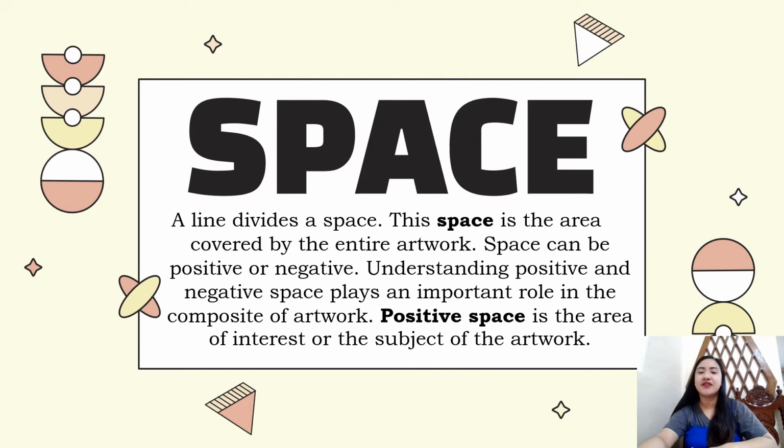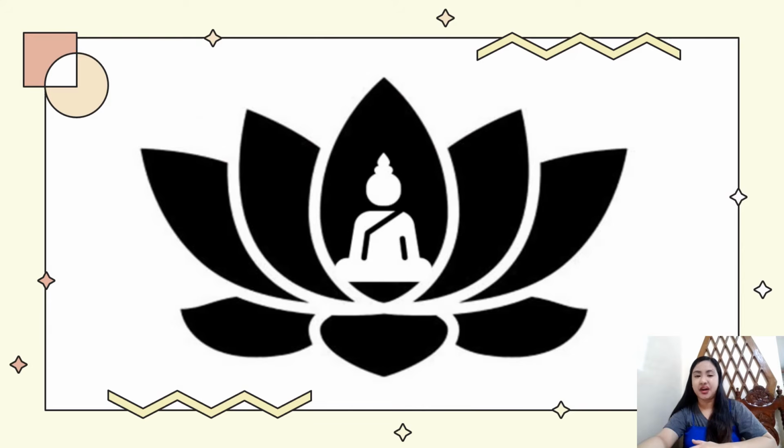The next visual element is space. A line divides a space. This space is the area covered by the entire artwork. Space can be positive or negative. Understanding positive and negative space plays an important role in the composition of artwork. Positive space is the area of interest or the subject of the artwork.